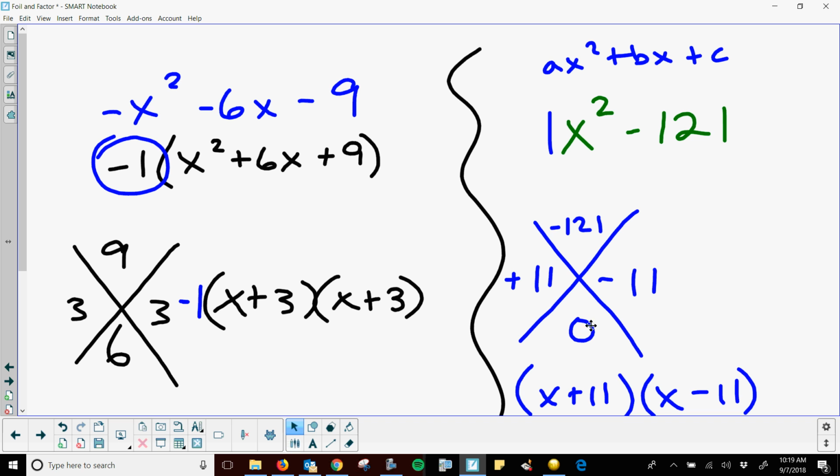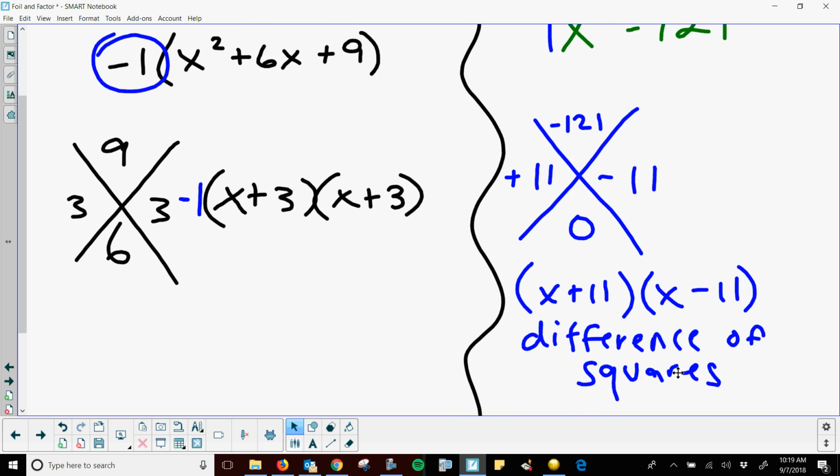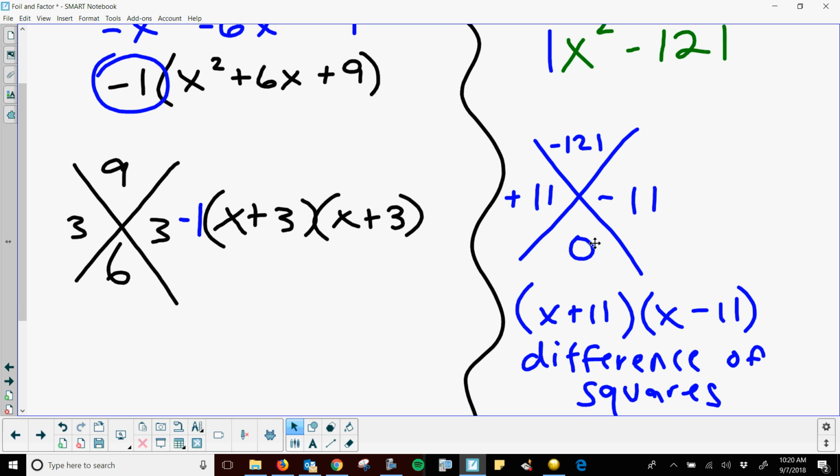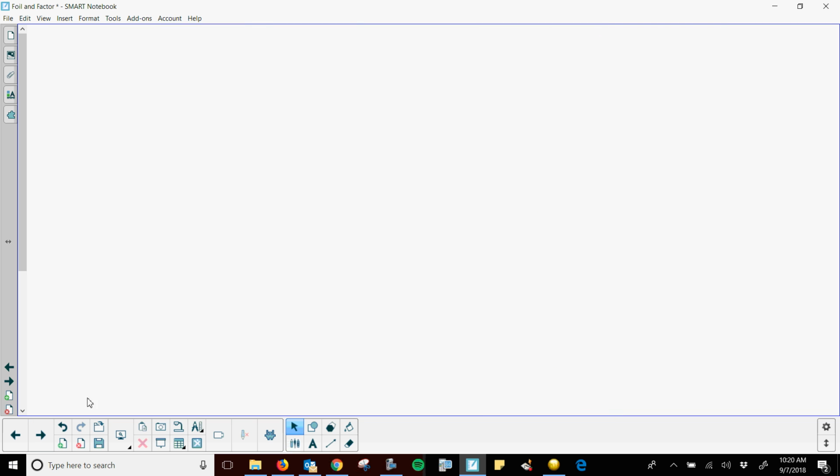0 goes on bottom. Now, negative means different signs, and we got to subtract to 0. If you subtract to 0 with two numbers, they got to be the same. 3 minus 3 is 0. 7 minus 7 is 0. In our case, 11 minus 11 is 0, and 11 times 11 got us the 121. It's called the difference of squares, and we use this a ton. So be on the lookout for these. Anytime you have 0 on bottom, these two sides are going to be the same, but one's positive and one's negative.